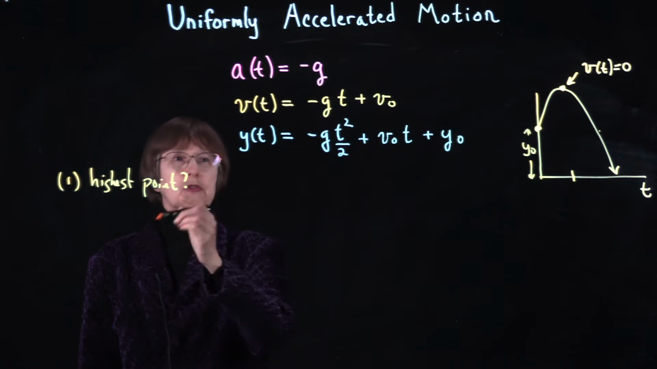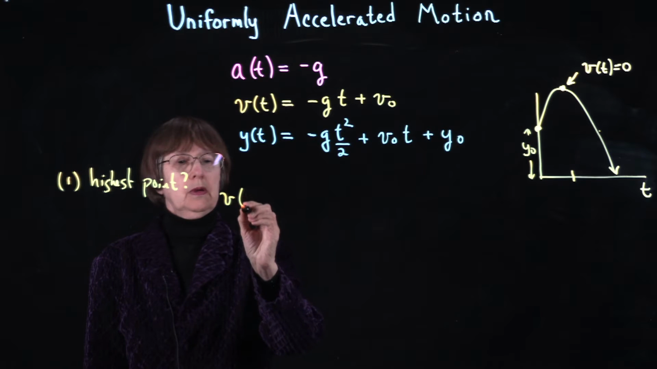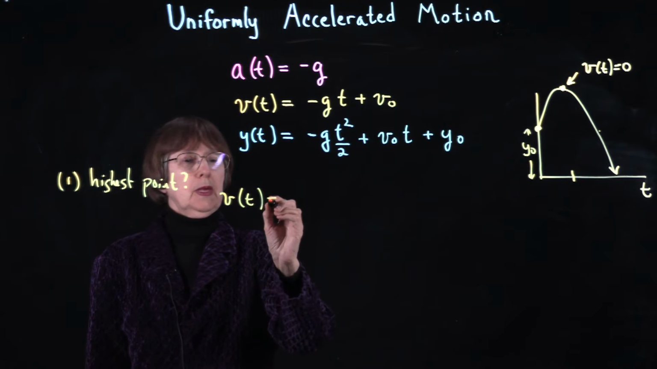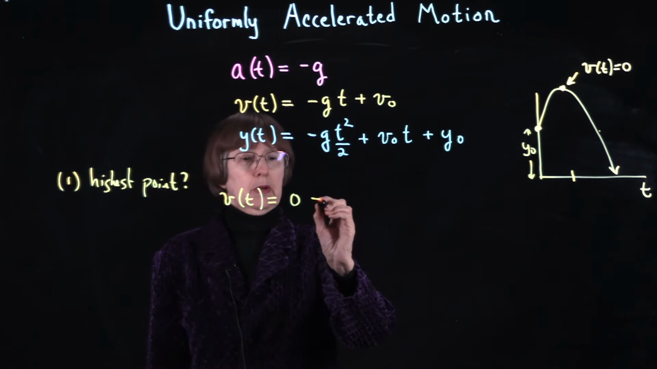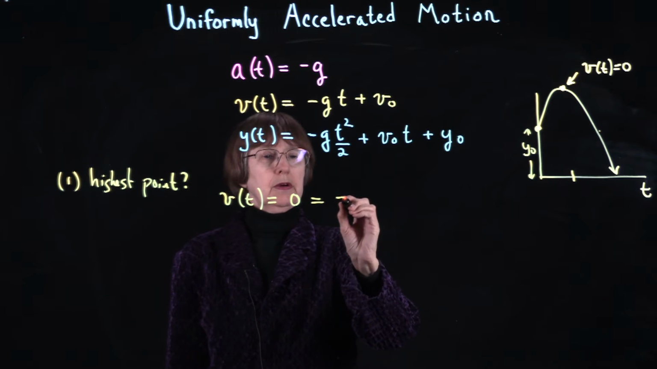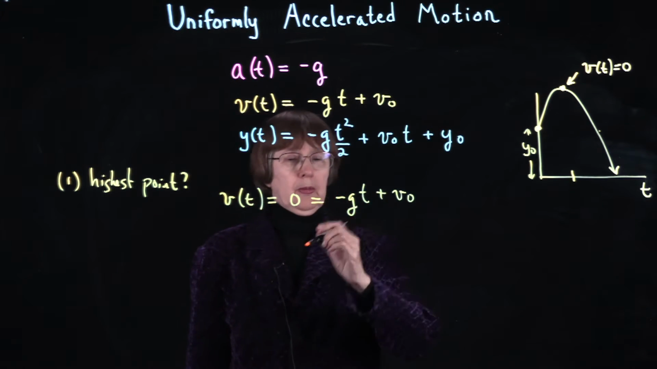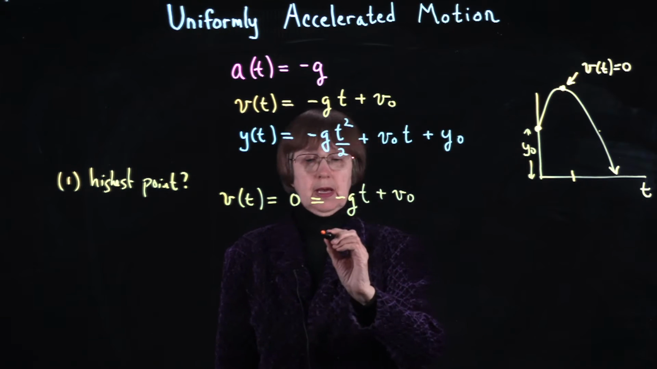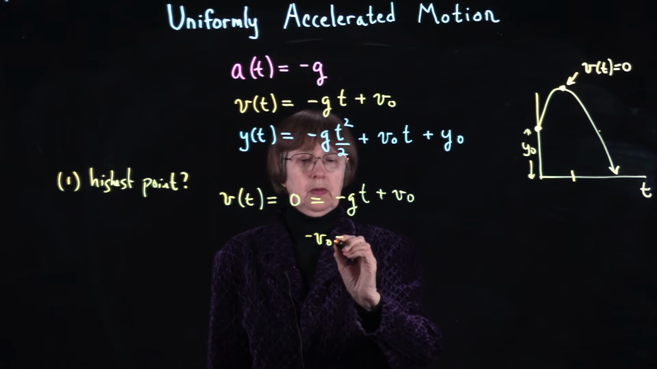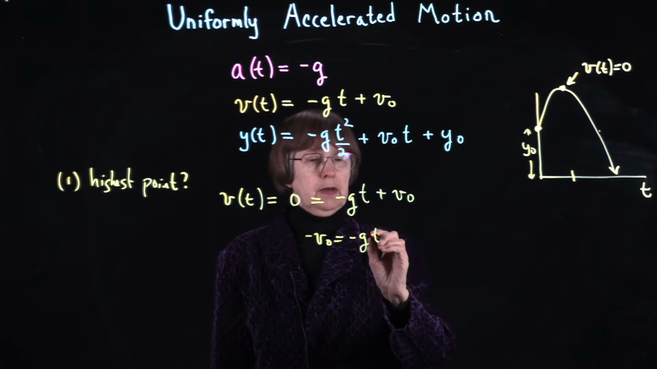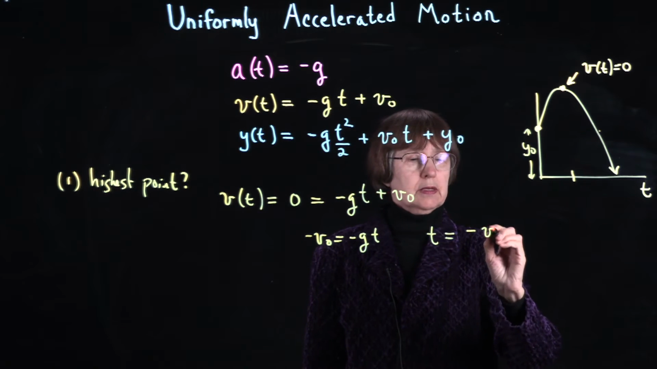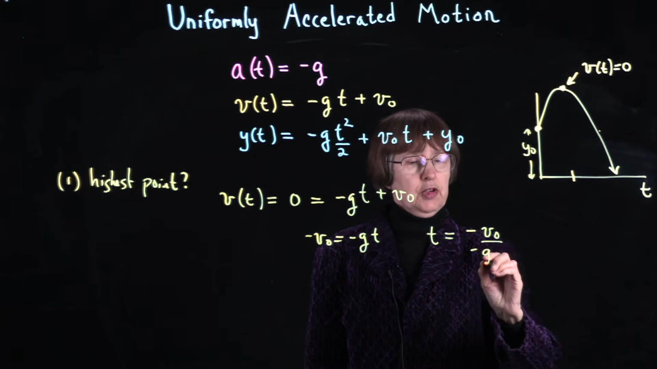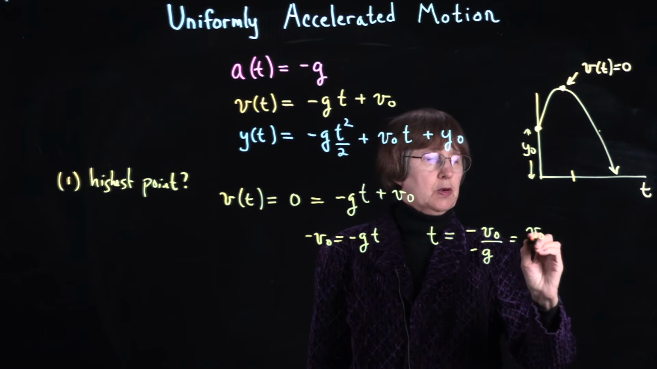So we can answer this question by solving for t in the equation v of t equals 0. Now, directly using our result here, we isolate t, and so we can rewrite this as minus v0 equals minus gt. Solving for t, we get t equals minus v0 over minus g, which is simply v0 over g.